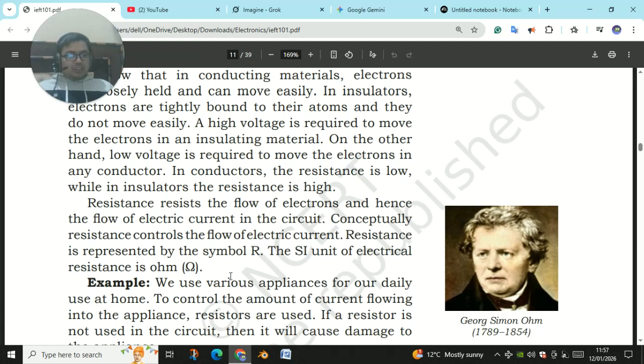Resistance resists the flow of electrons and hence the flow of electric current in the circuit. Conceptually, resistance controls the flow of electric current. Resistance is represented by symbol R, capital R. The SI unit of electrical resistance is ohm.